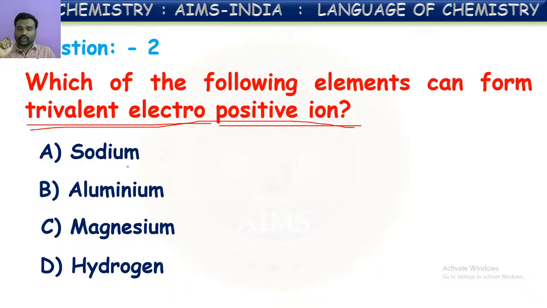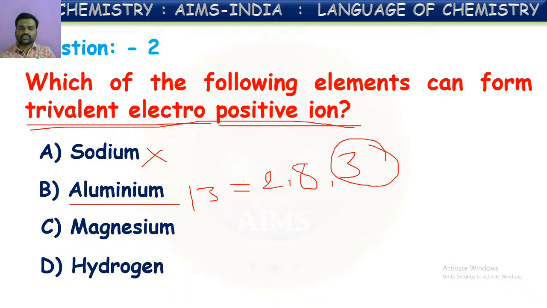It can lose only 1 electron and it forms a monovalent electropositive ion. So sodium is not the correct answer. If you see aluminium, its atomic number is 13. So its configuration will be 2, 8, 3. In the outermost shell, it has 3 electrons it can lose, and it can form an Al plus 3 ion. So aluminium will be the correct answer for this.